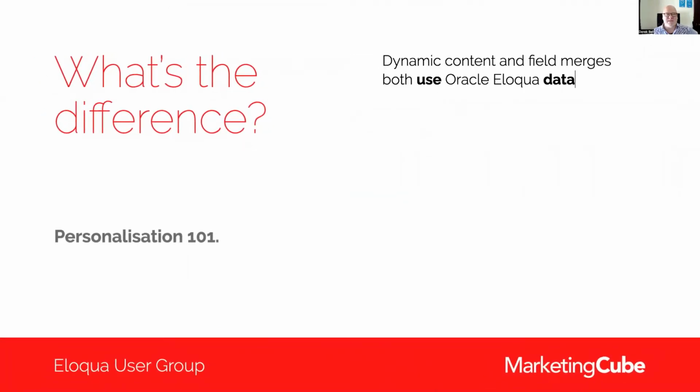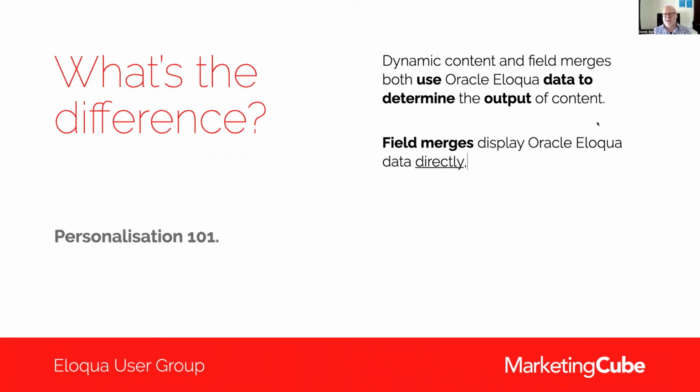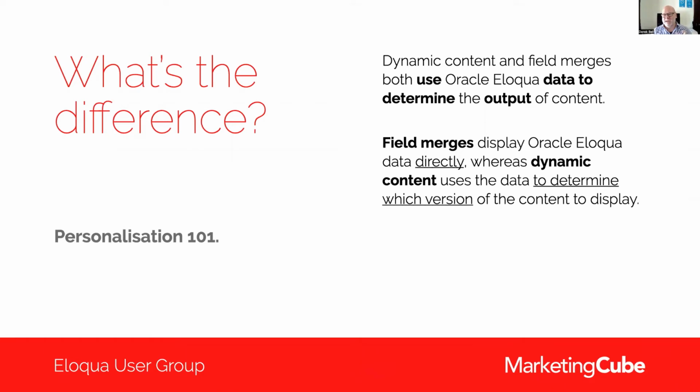Okay, so what's the difference? Dynamic content and field merges both use data to determine the output of content, but field merges display data directly. So if we look at a contact, there's a field called first name, and in that field, there is a value called Derek. When we do a field merge, Eloqua is going to go to that contact, find that value of Derek, and display Derek in the email.